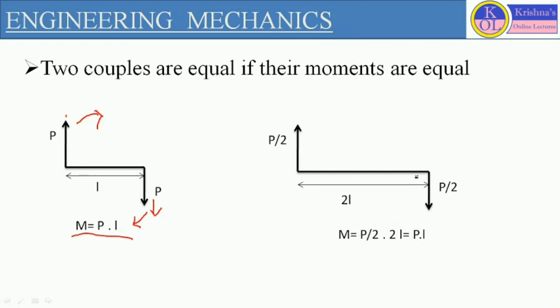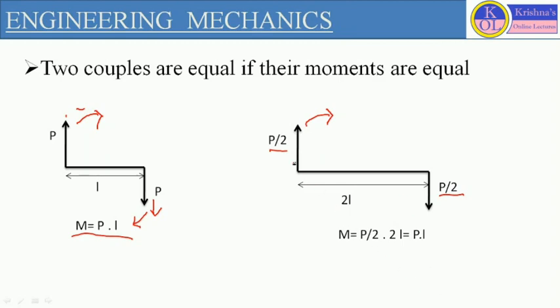Now similarly, let's consider another condition represented by this diagram. Here the magnitude of the forces is changed as well as the distance between these two forces. One force is P by 2 acting vertically upward, and the other force is P by 2, the same magnitude, acting in the opposite direction, vertically downward. These two forces rotate about a particular point, so they also form a couple in the same clockwise direction. But the distance between these two forces is 2 into L.